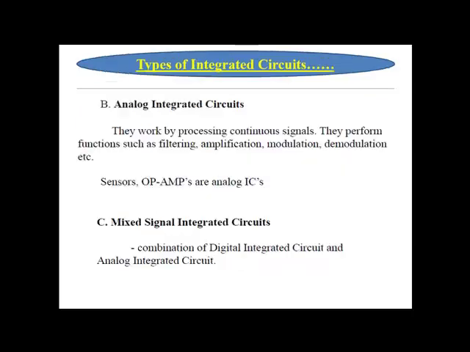Now coming to the analog integrated circuit. Analog integrated circuits work by processing continuous, analog signals. They perform functions such as filtering, amplification, modulation, demodulation, and other analog applications.